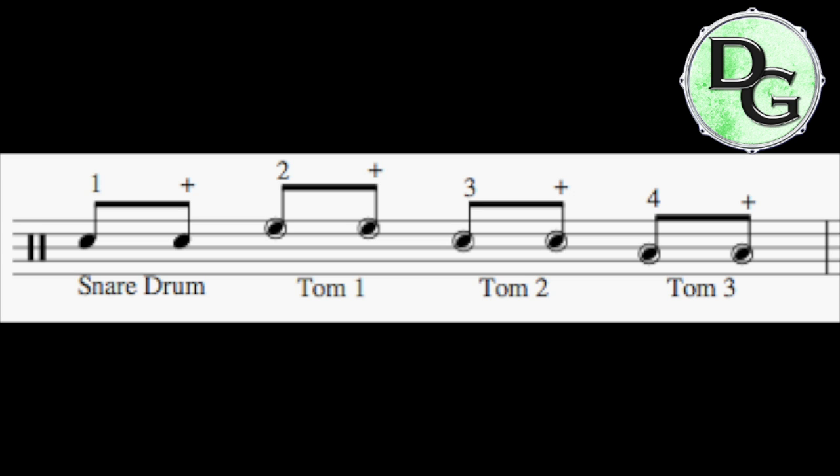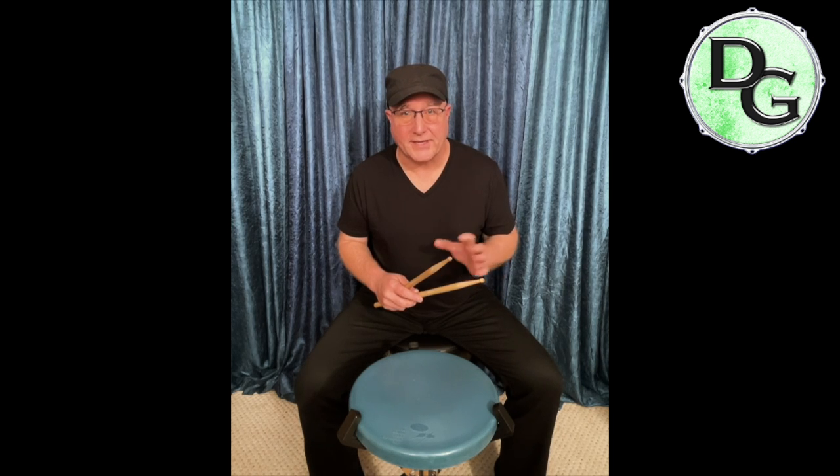A lot of times what I like to do in my notation, and I don't do this all the time, but sometimes I do it, where I actually put a circle around the note so that you can easily see that it's a tom-tom as opposed to the snare or bass drum. So let's go to the drums now and play a simple fill around the tom-toms as we check the notation.